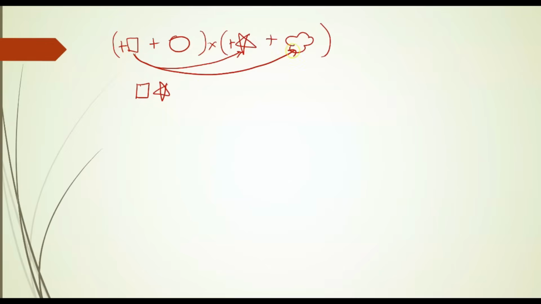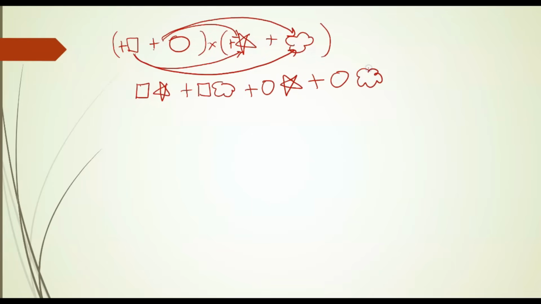So plus square and plus cloud will be a plus square times cloud. The next thing is you will multiply these two. Again plus and plus will give you plus, and it's a circle and a star. Now the next multiplication is between these two, and again plus and plus will give you plus, and a circle and a cloud. So this is how you multiply two brackets.